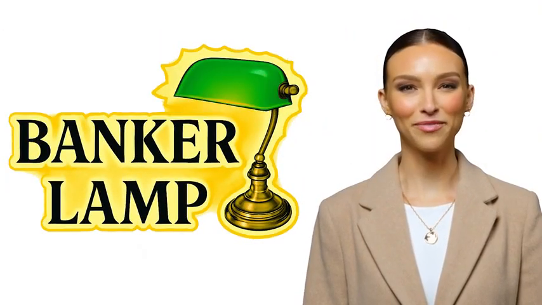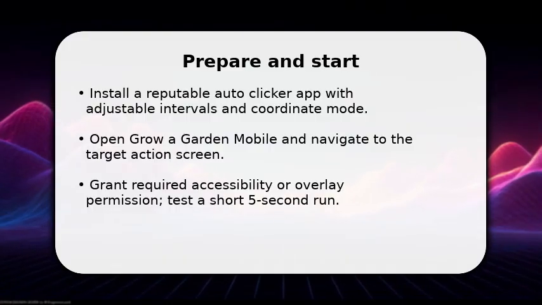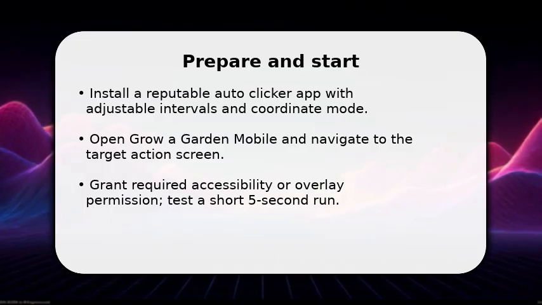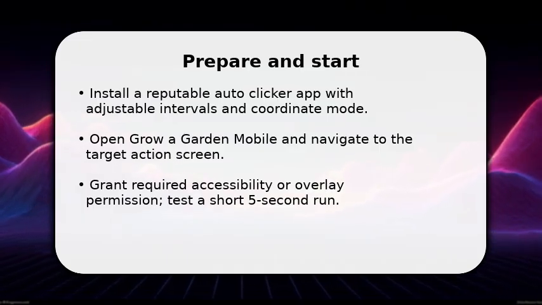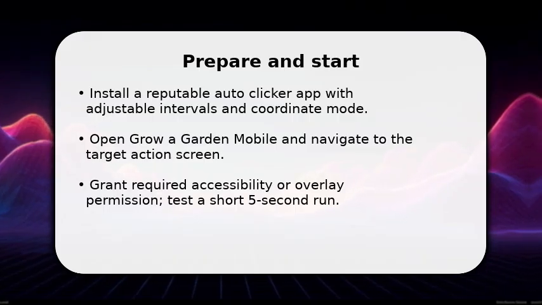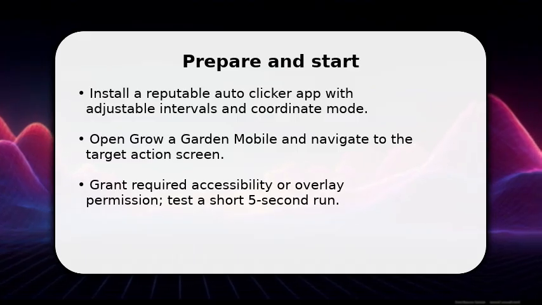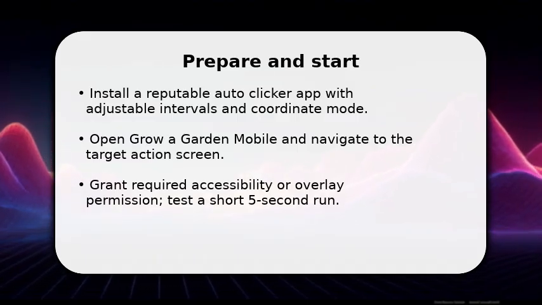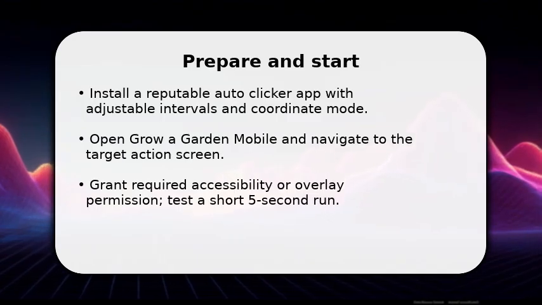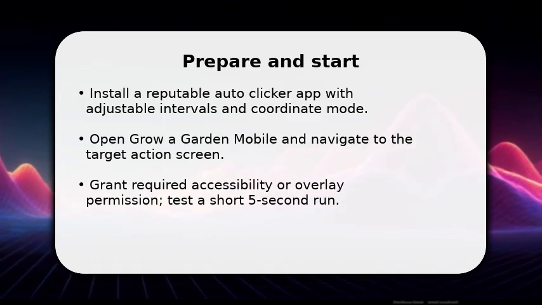Please enjoy the video. You start by getting the right app and permissions. This is the fastest path to automation. Install an auto-clicker that supports coordinate input and repeat loops, then open Grow a Garden Mobile and go straight to the screen where you tap repeatedly. Once there, allow accessibility or overlay access so the tool can run reliably.